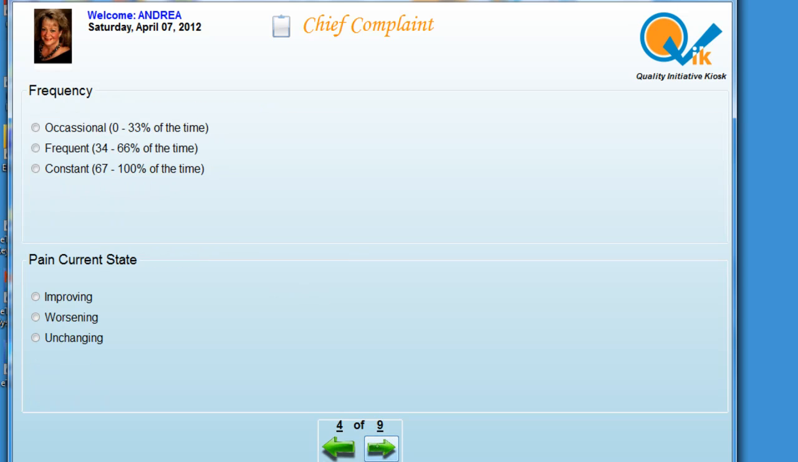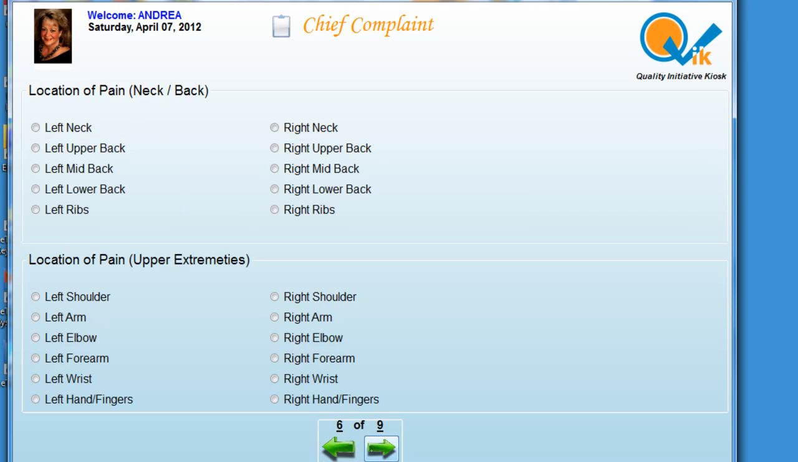They are prompted to describe the frequency and current state of their complaint, whether it be improving, staying the same, or worsening. As we move on, the patient is prompted to indicate the areas where the pain is experienced, both in the back, neck, and extremities. In our example today, Andrea Anderson is coming in for pain in her lower back, right hip, and right buttock.